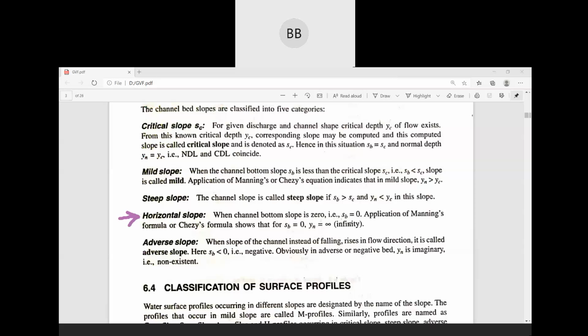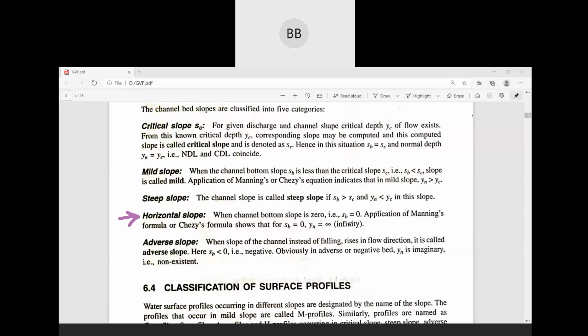So basically, we have these five types of slope. One is your critical, second is mild, then steep, then horizontal, and the last one is adverse. So in critical slope, your bed slope and critical slope are the same, and you can say your normal depth and critical depth are the same, or you can say they coincide. In mild slope, your bed slope is less than critical slope, and your normal depth is greater than your critical depth.